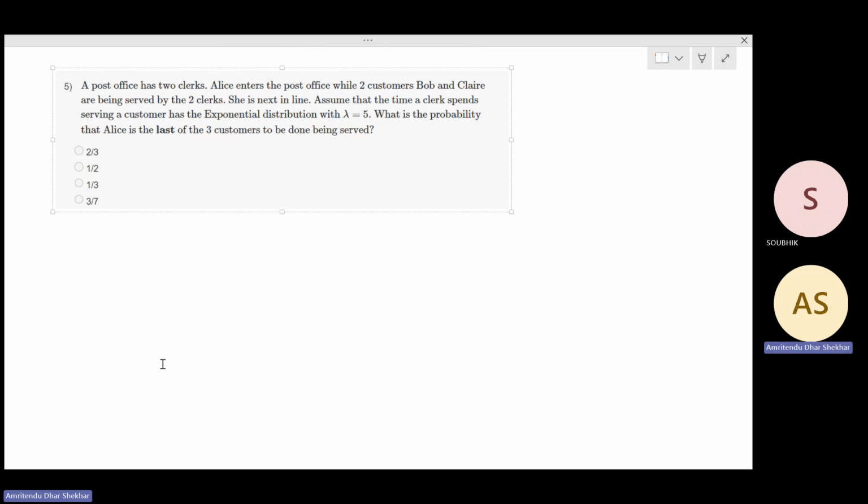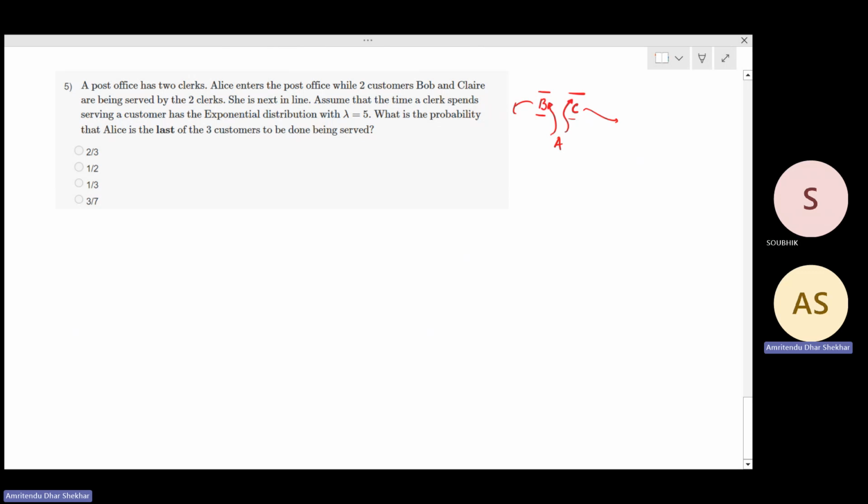So did you understand the problem? Alice enters the post office, and when she enters, there are already two customers there, Bob and Claire. Let's quickly see how this looks. Let's say there are two counters, B is over here, C is over here, and Alice is waiting. Whoever leaves first, so let's say B left first, then A would join there. And if C left first, then A would join in that place.